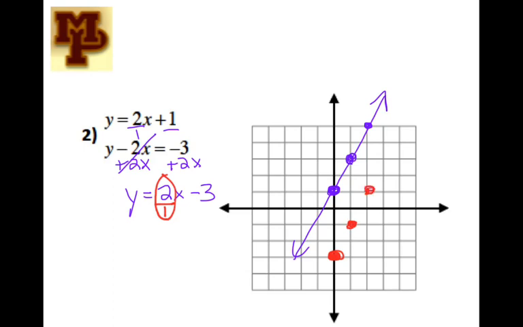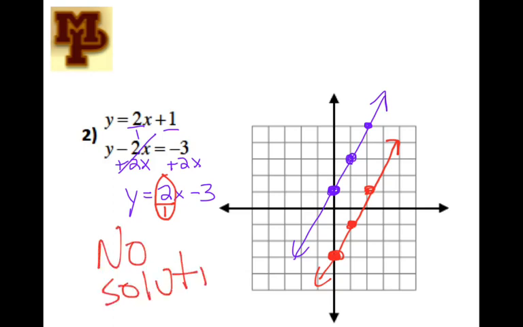Now because these two lines have the exact same slope, they're going to be parallel lines, and they're going to have no solution. So we're going to say no solution. They don't ever cross. And you can tell that right from the beginning, or almost from the beginning, that the slopes are both 2.